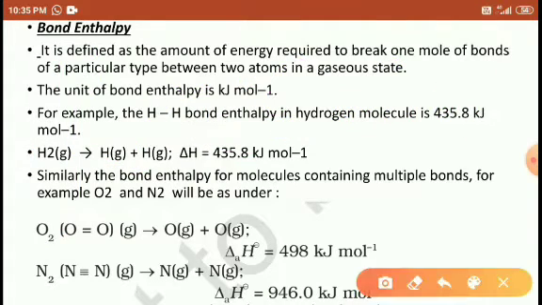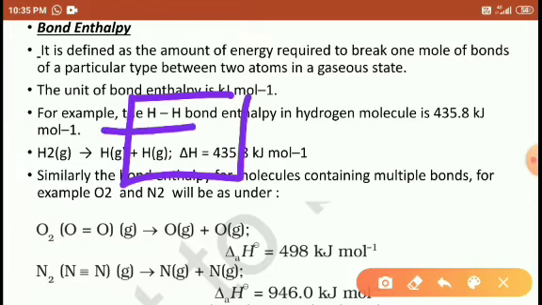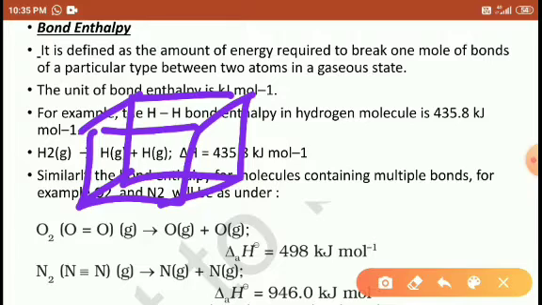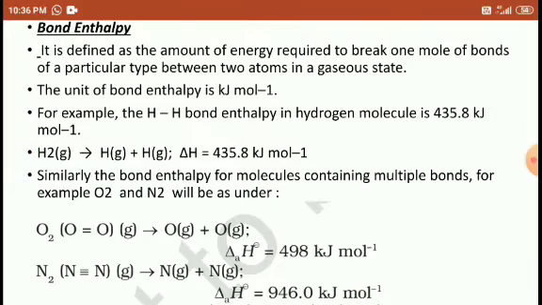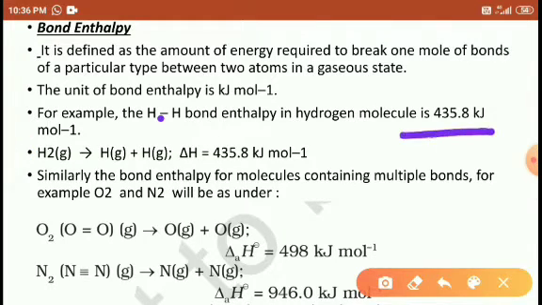Right? Or you may use a salt sample in your house. Pinch this salt sample so that it turns into powder form. Whatever energy you apply from your body for this, that we call the bond enthalpy, right? Similarly, in the example of hydrogen, dissociation requires 435.8 kilojoule per mole of energy.